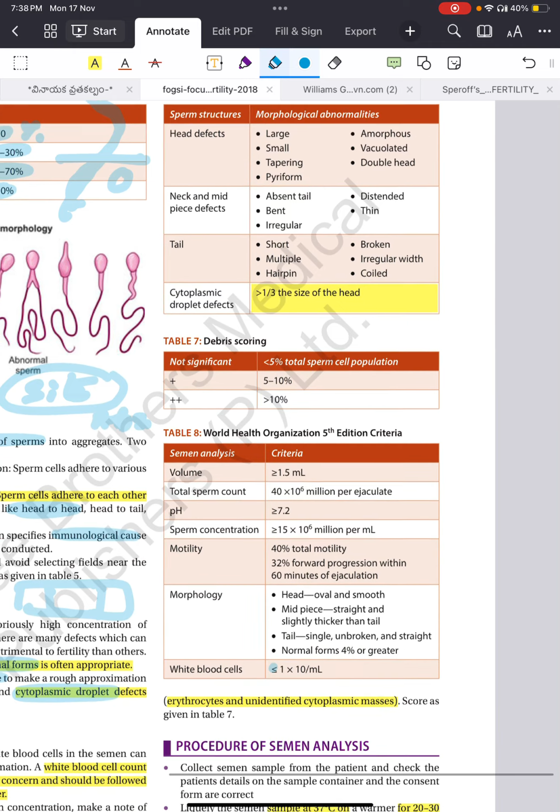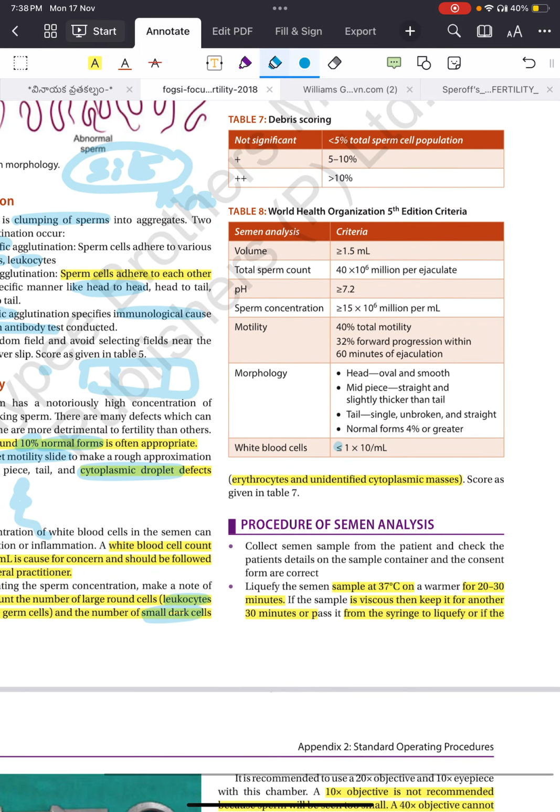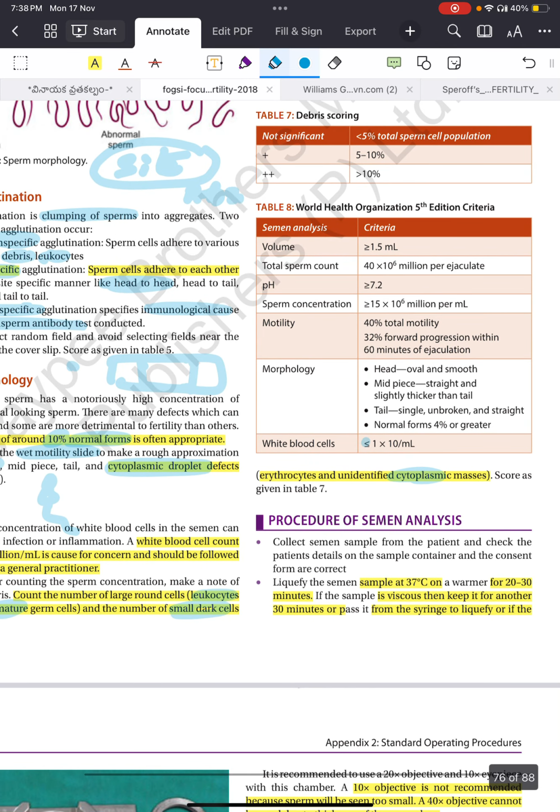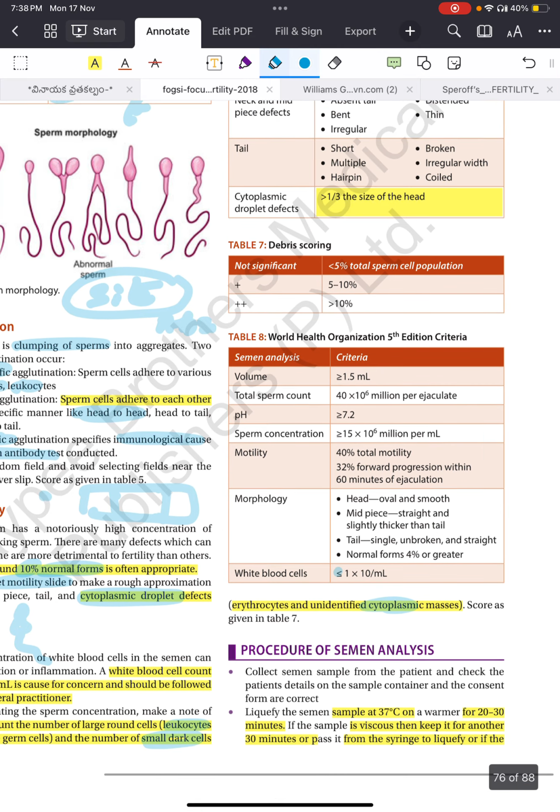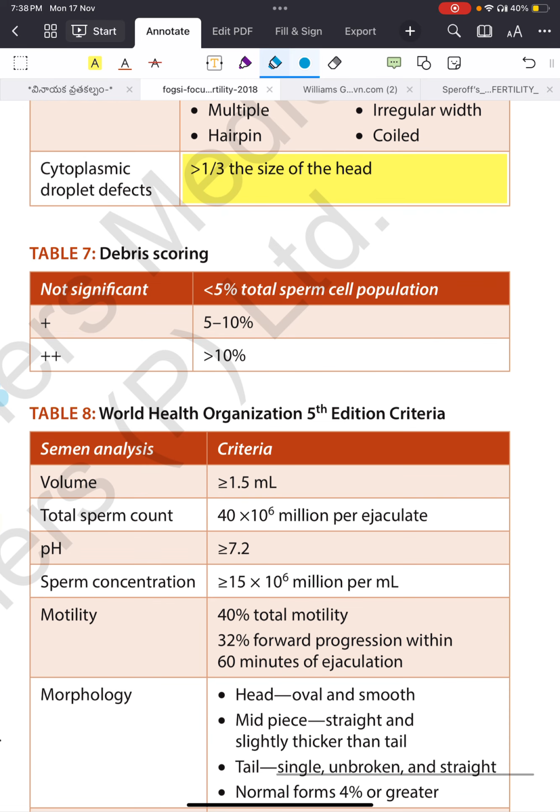So even erythrocytes and cytoplasmic masses can be measured. That's about debris. Debris also has some scoring. If debris is 5 to 10%, it is 1 plus. If it is more than 10%, that is 2 plus. So less than 5% is normal. I told you less than 10% is normal in agglutination. So A, agglutination, is less than 10%, whereas B, debris, is less than 5%.